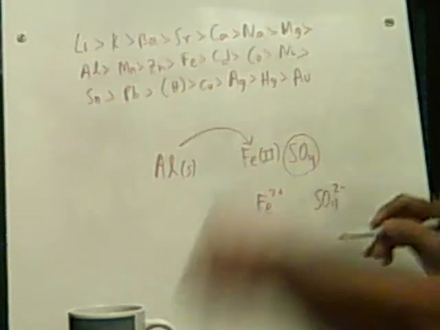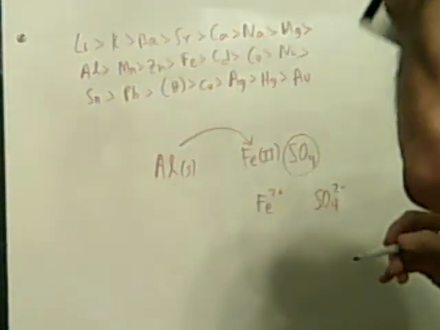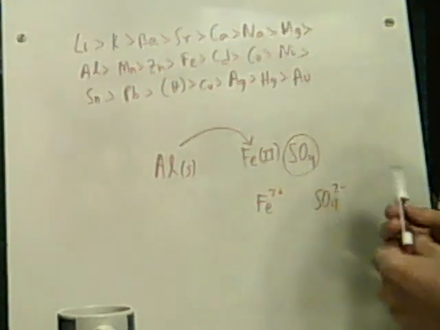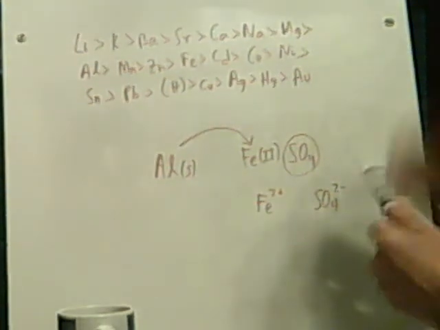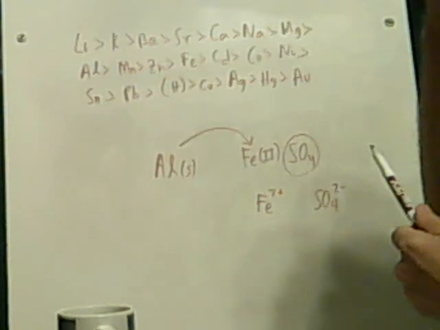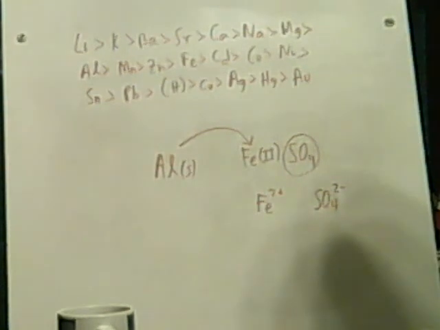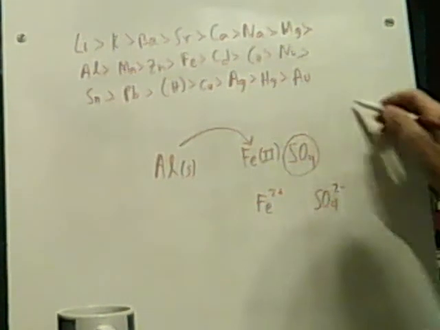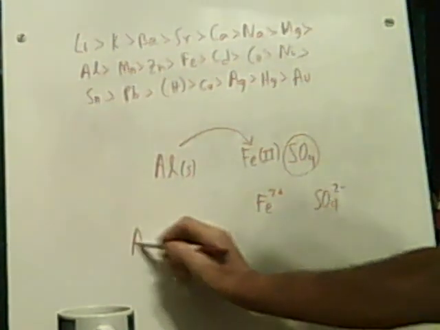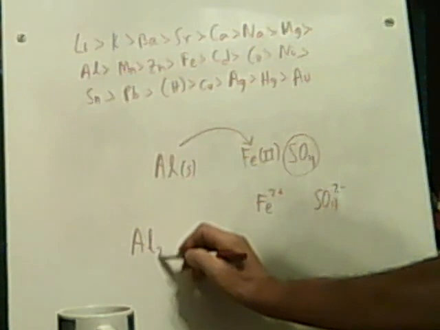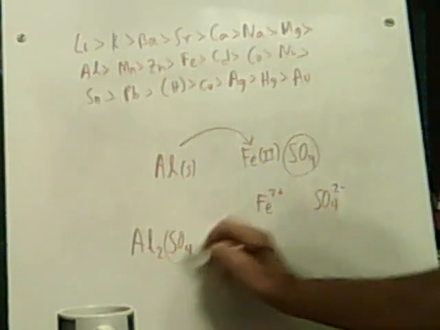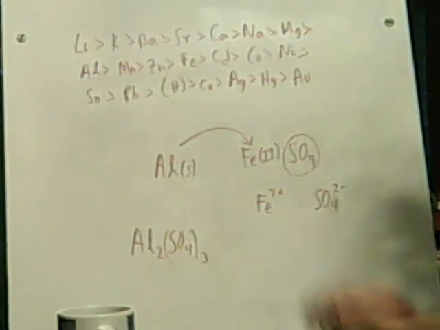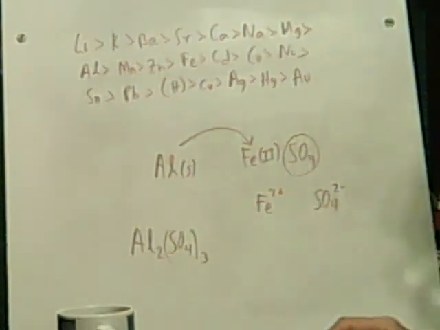Now, aluminum, we know, has a valence of +3. So if aluminum were to form a solid with the sulfate, it would be Al2(SO4)3. I'm sorry, the 3's in the other place. That's in order, if it was an ionic compound like that.